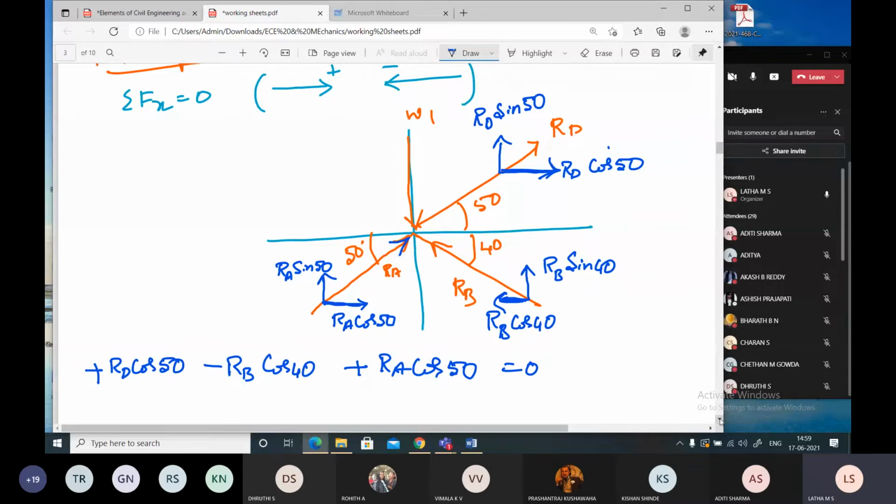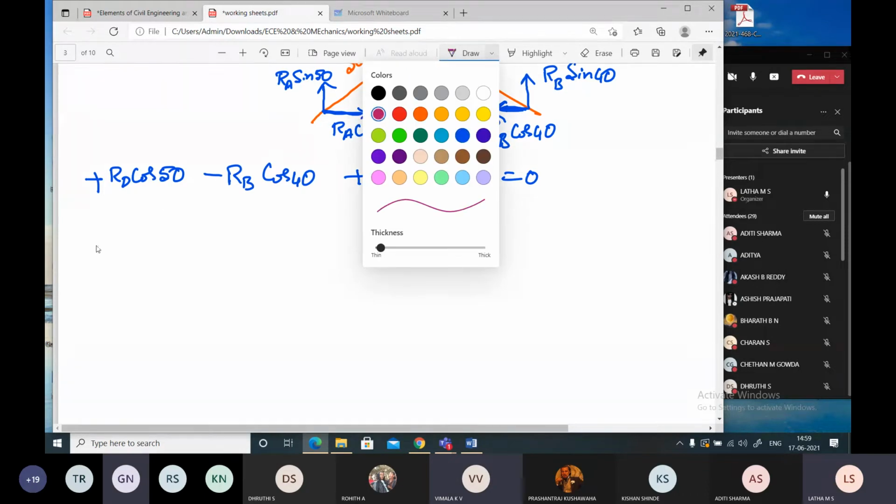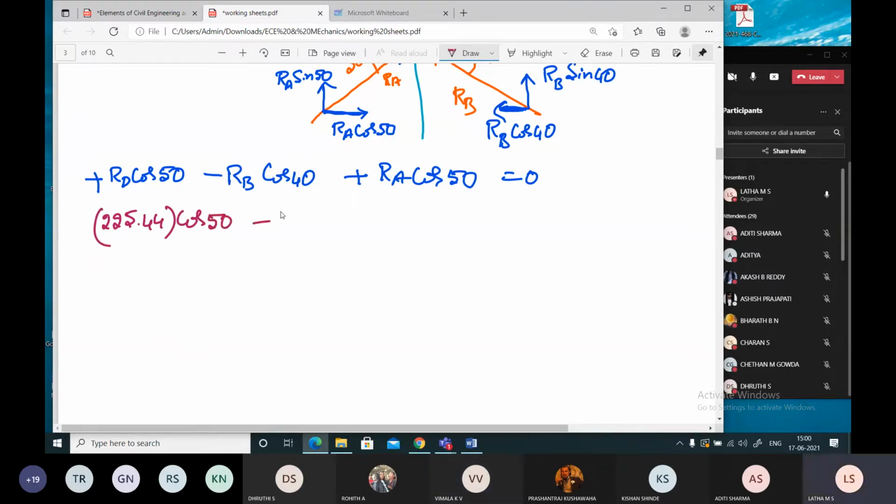Do you have any value for RD? Have you solved for RD? Yes, ma'am. What is the value of RD? 225.44 Newton, ma'am. So 225.44 cos 50 minus RB cos 40 plus RA cos 50 equals 0.